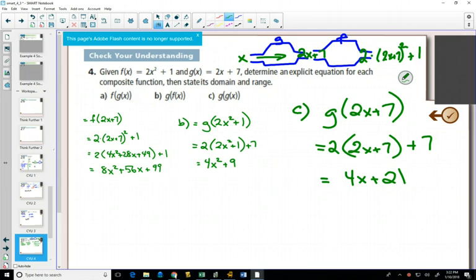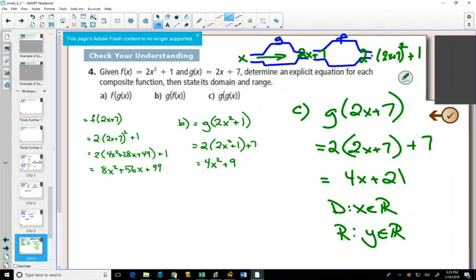So looking at your final equations, if we have to do the domain and range, which of those three look like they're the easiest to do domain and range? C? What kind of graph is C? Straight line. What's the domain of a line? Negative infinity to infinity, or everything, all real numbers. What's the range of a line? Also all real numbers. Perfect. That's the easiest one for domain and range.